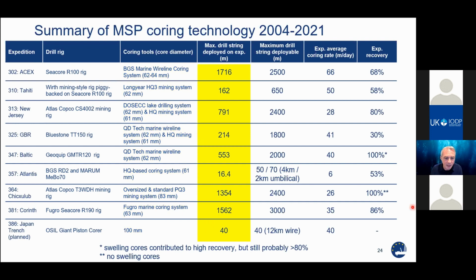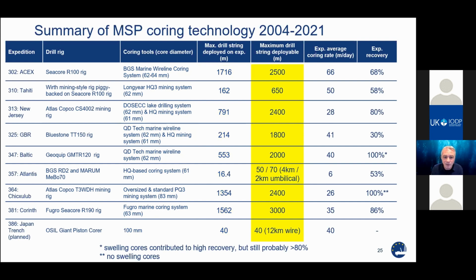In terms of drill pipe length deployed in MSPs, shown in column 4, this has varied widely from over 1.7 kilometers on expedition 302 to just over 16 meters from a seafloor drill on expedition 357. And this penetration range reflects the variety of coring technologies that we have used.